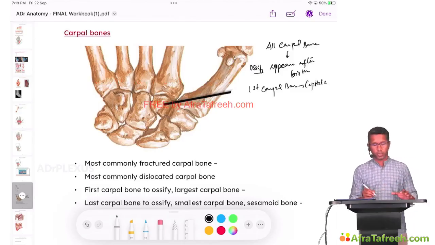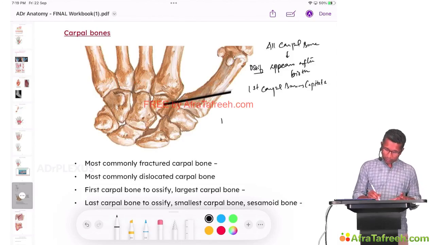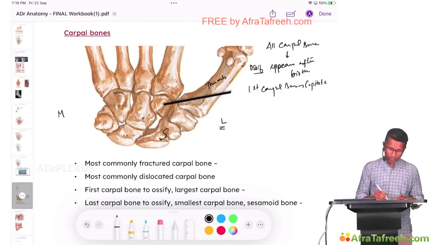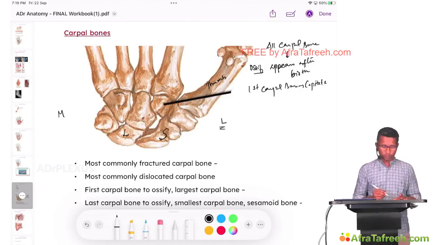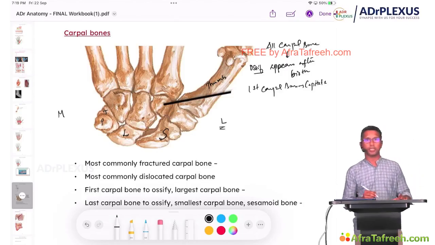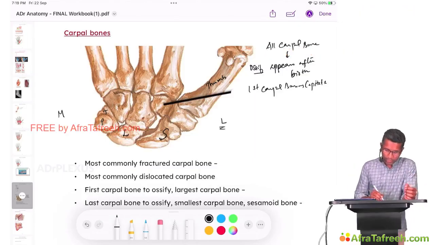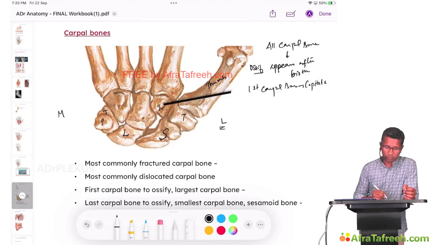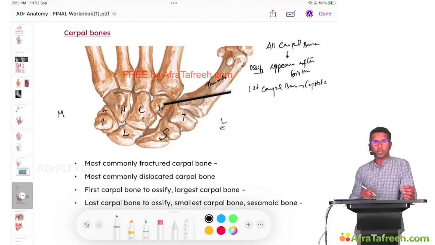When you see the carpal bones, you can name them from lateral to medial. Lateral is the thumb side. The proximal row of carpal bones is: this one is the scaphoid, next the lunate, next the triquetral, and sitting over the triquetral is the pisiform bone. On the lateral side again, you have the trapezium forming the first carpometacarpal joint. Next is the trapezoid, next the capitate, next the hamate. So these are the carpal bones.